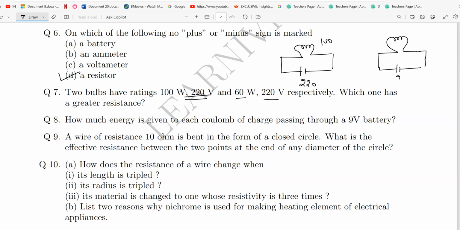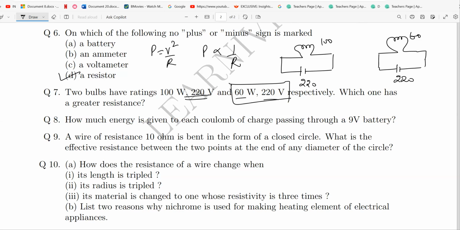Got it? Yes, sir. This is 60 watt. Now P is equal to V square by R, as I is not mentioned here. V is the same, so P is inversely proportional to R. In parallel, because V is the same, 220 in both, the more the power, the less the resistance. It is asking which is going to have the greater resistance. The greater the resistance, the less the power. So this one is correct. Okay.